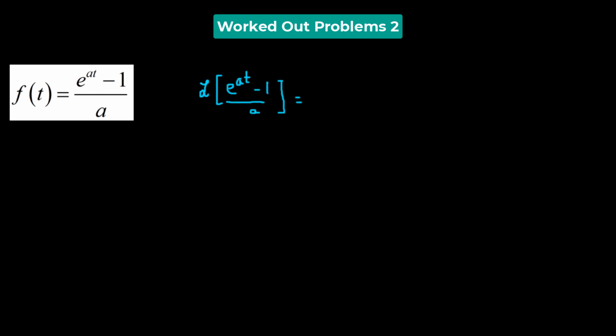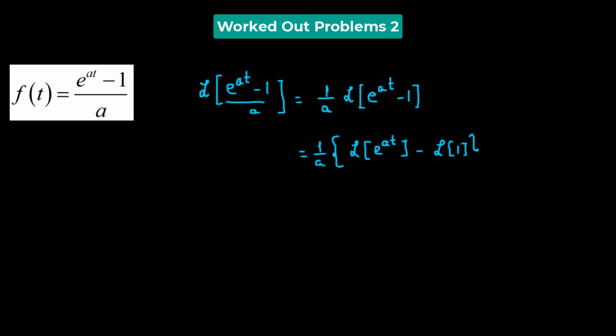So we have 1 over a. 1 over a is a constant, so we have taken it out of the Laplace transform. So we have 1 over a times the Laplace transform of e raised to the power of at minus 1, using the property of linearity of the Laplace transform. So we have the Laplace transform of e raised to the power of at minus the Laplace transform of 1. As per definition, the Laplace transform of e raised to the power of at will be 1 over s minus a, minus the Laplace transform of 1, which is 1 over s.